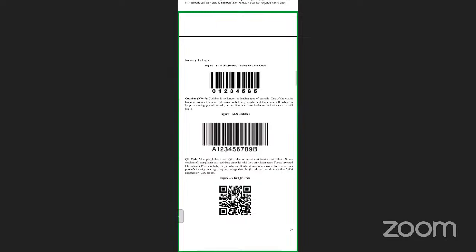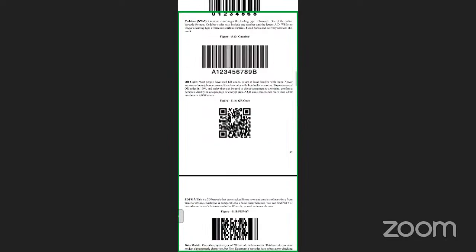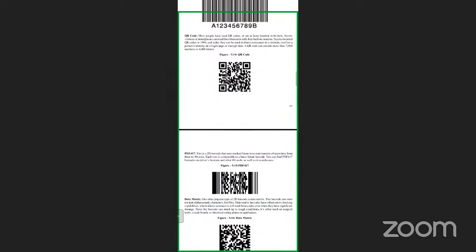And QR code. Nowadays everyone uses the QR code, or at least everyone is familiar with it, because new smartphones can read this barcode with built-in cameras. Toyota invented the QR code in 1994, and today they can be used to direct consumers to a website, confirm a person's key, identify a login page, or hold encrypted data. A QR code can encode more than 7,000 numbers or 4,000 letters.